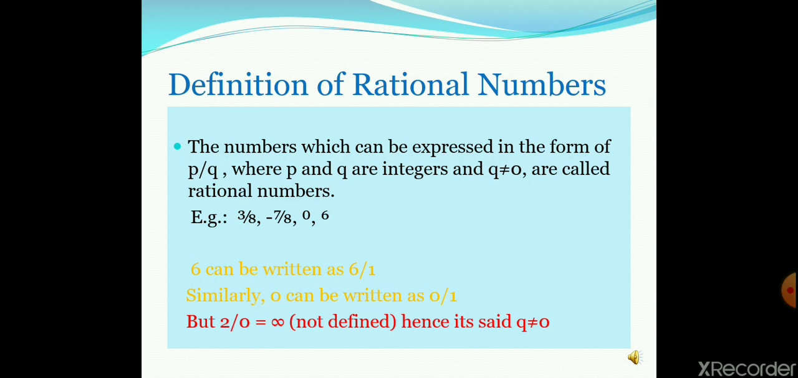Now there is one condition which is given in the definition, that is the denominator q should not be equal to 0. Why? Because any number, when you are dividing by 0, the result is not defined. Hence, it is said that the denominator q should not be equal to 0.